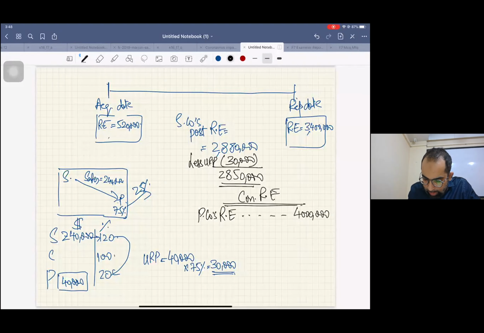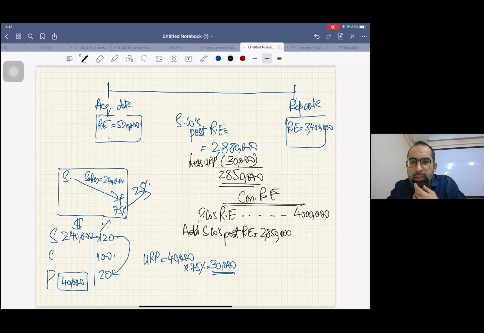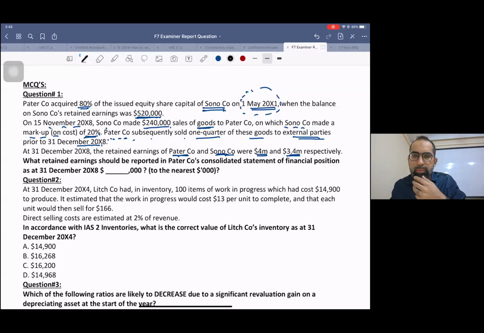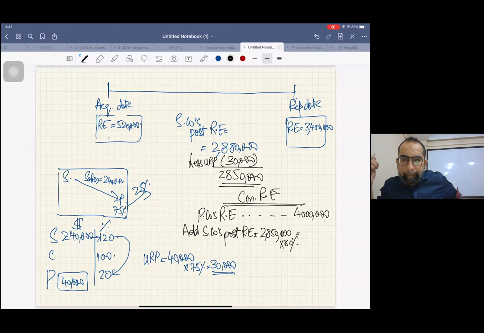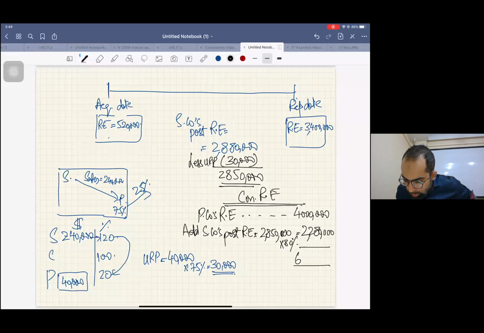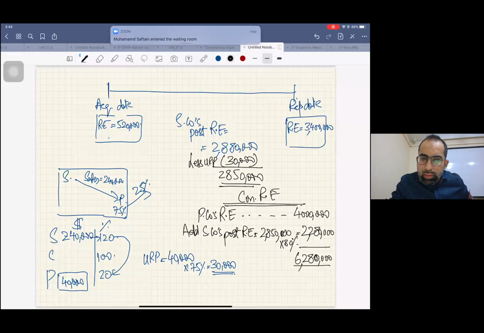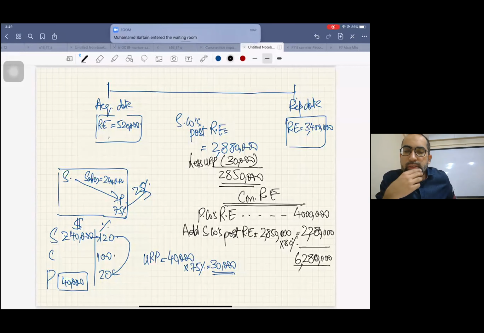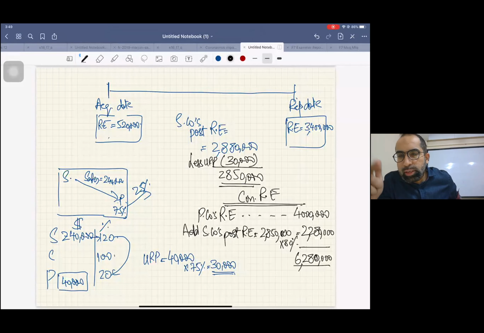And add S company's post retained earning, which is 2850 times the holding percentage. What's the holding percentage? Holding is 80%. 2850 times 80%, how much is this? 2280, thank you. Okay, so let's add it. The total amount is 6280. This is your consolidated reserve, or consolidated retained earning.